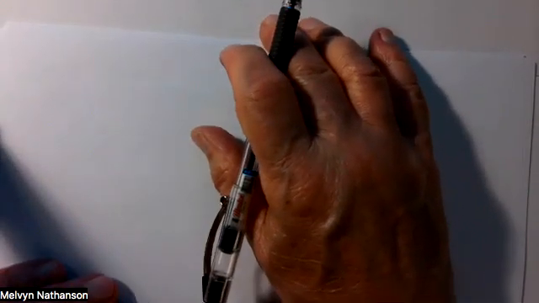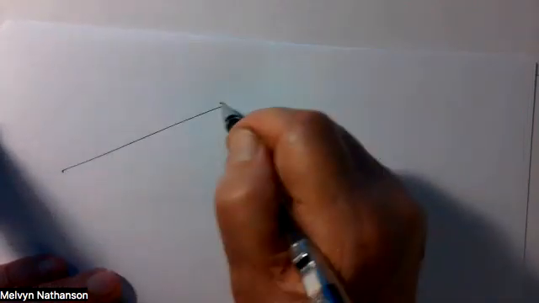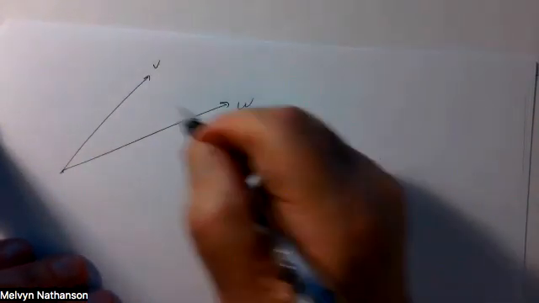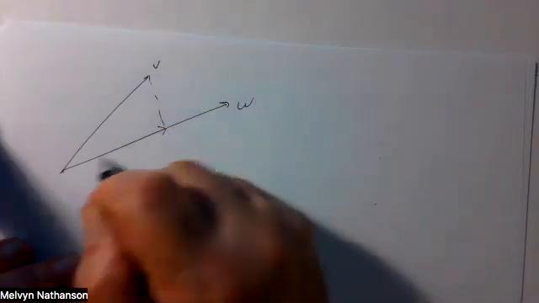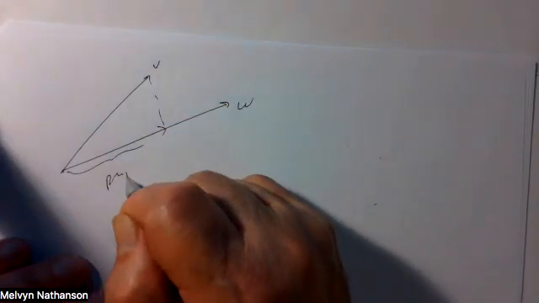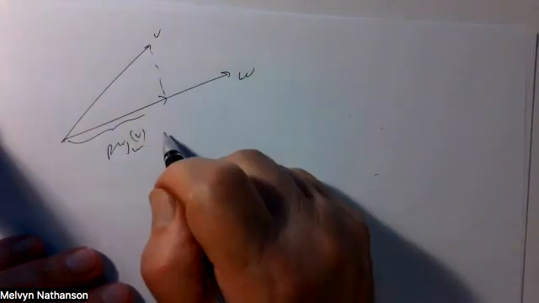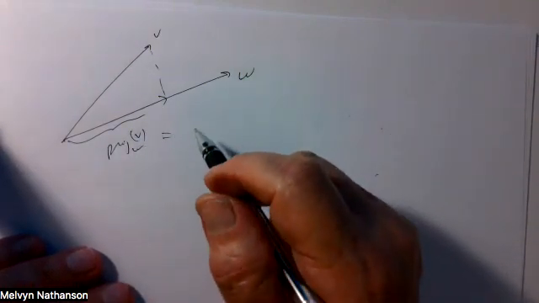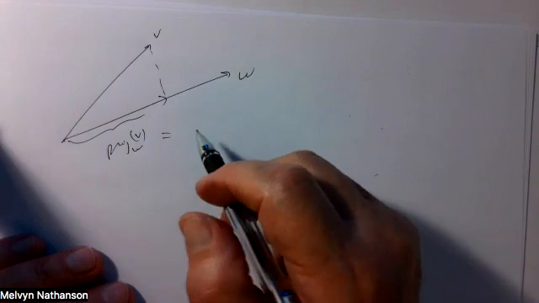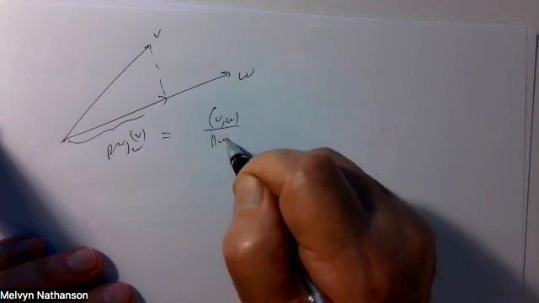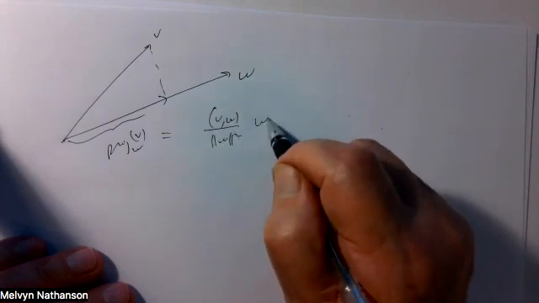Let me just go back to vectors V and W. So here's a vector W. Here's a vector V. This is the projection of V in the direction of W. And that's equal to the inner product of V and W divided by the length of W squared times W.